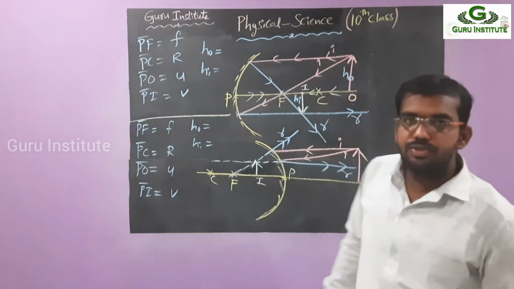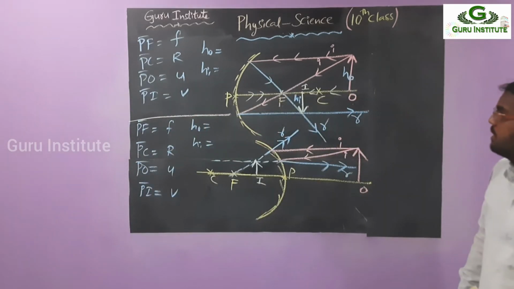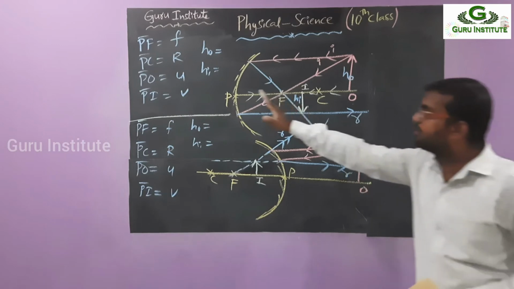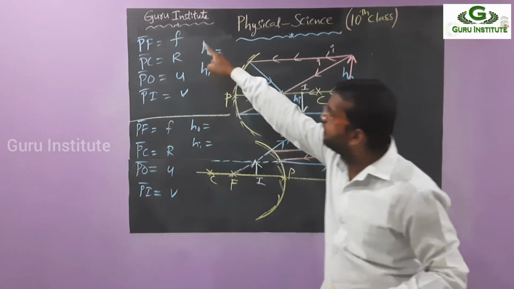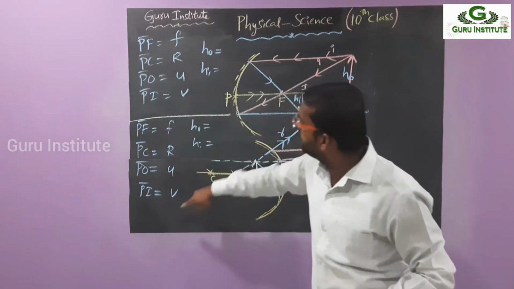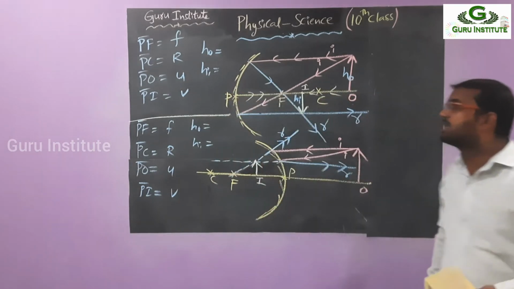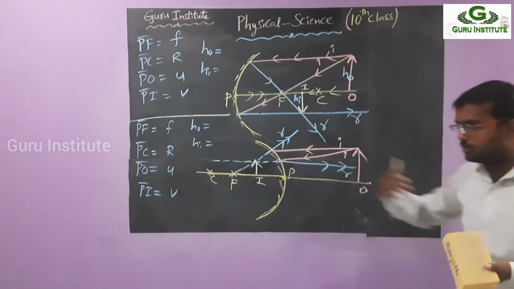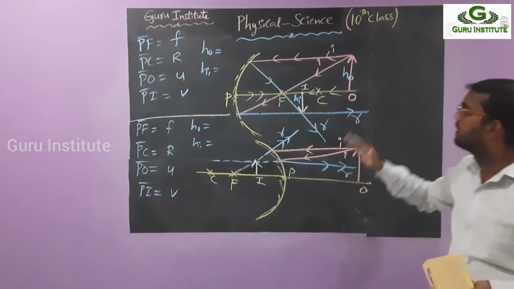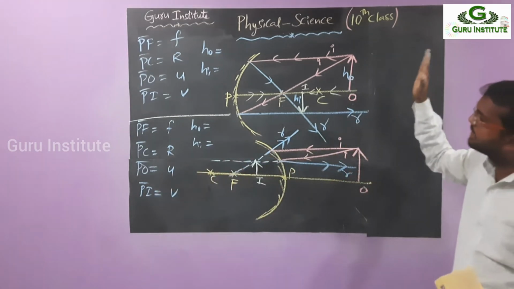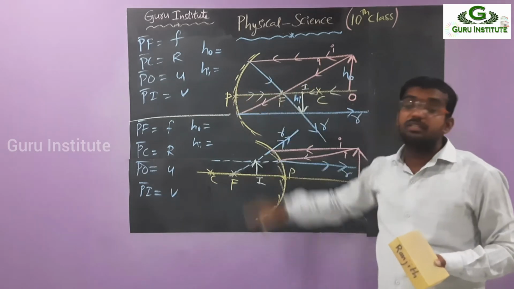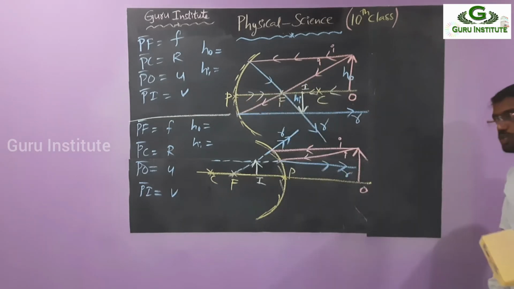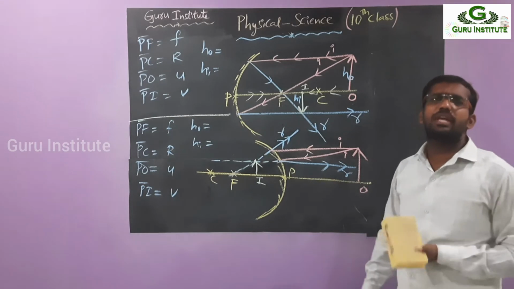We have to see which will be positive and which will be negative. Again I am repeating the three rules. First, all should be measured from P only, that means the pole only. Already we have measured from P only: PF, PC, PO, PI, all like that. Second, if the distances are in the direction of the incident rays, you should take them positive, or opposite to that, you should take negative.